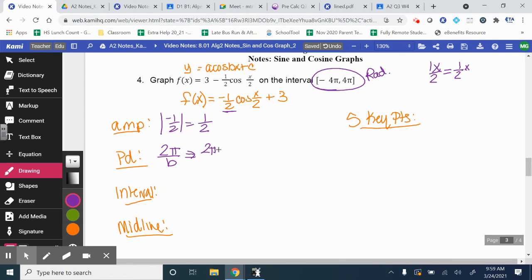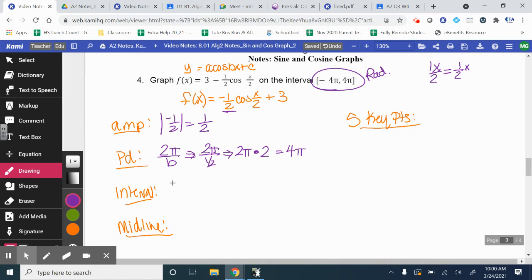So this would be 2 pi divided by 1/2. So in your calculator, just type in 2 divided by 1/2. Or if you want to do it out, you would keep, change your division to multiplication, and then flip the 1/2 to 2. So if you do 2 divided by 1/2 in your calculator, it gives you 4, but don't forget to bring along the pi.